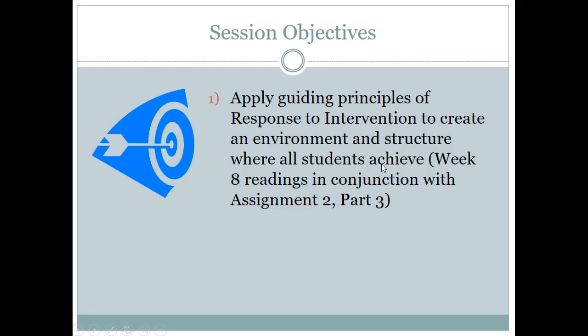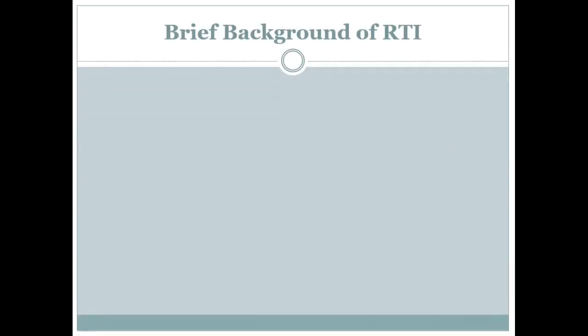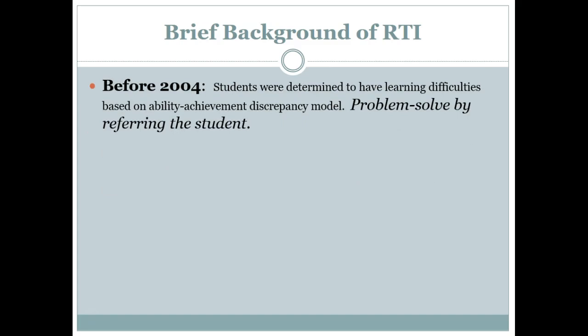So you're going to be using our content from this week in order to produce a plan for intervention in assignment 2, part 3. A brief background of RTI, which I think you should know by now, is that prior to 2004, the way we determined if a student had a learning difficulty is we looked at a discrepancy between IQ tests and their performance in the classroom. And if there was a mismatch, then it was likely there was some sort of learning deficit there. And so our solution was refer the student to special education.